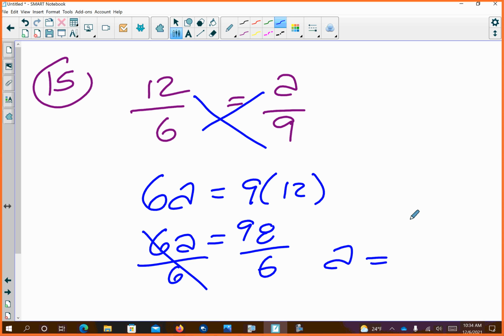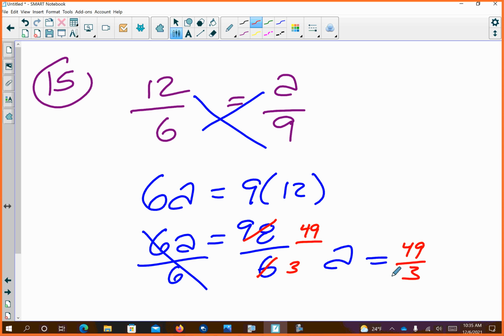38. That's not going to work out too well. Let's see if I can reduce this. 2 goes into that 3 times. 2 goes into that 49 times. 3 does not go into 49, so 49 over 3 is our answer. Number 15, 49 over 3. Ooh, but they have a decimal.